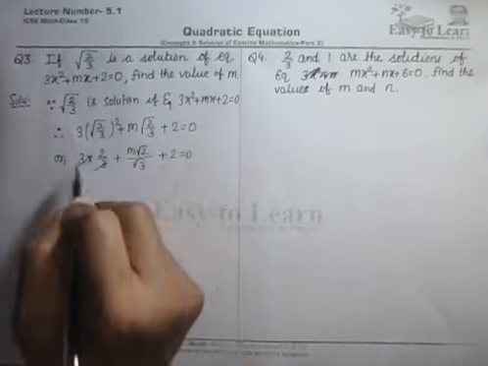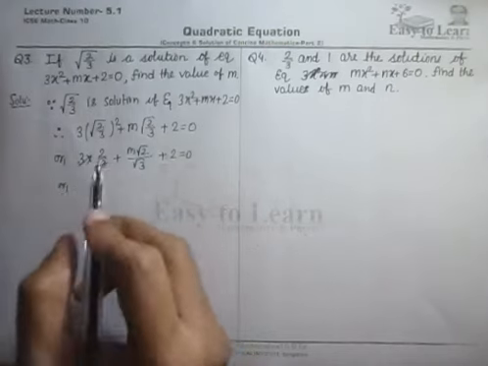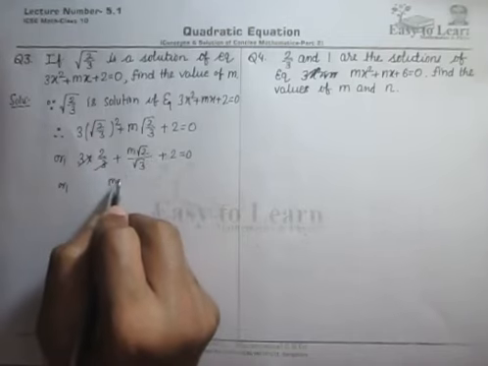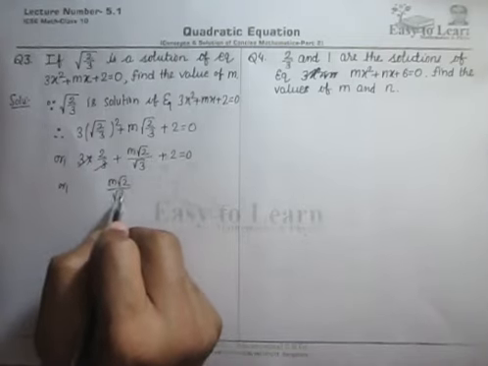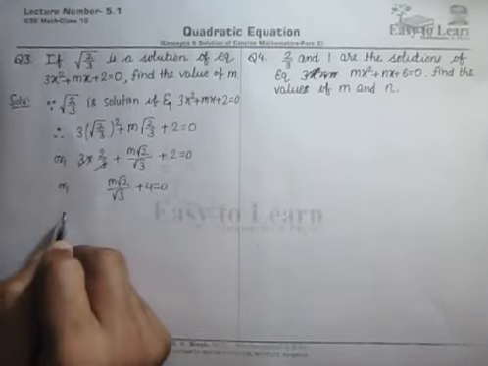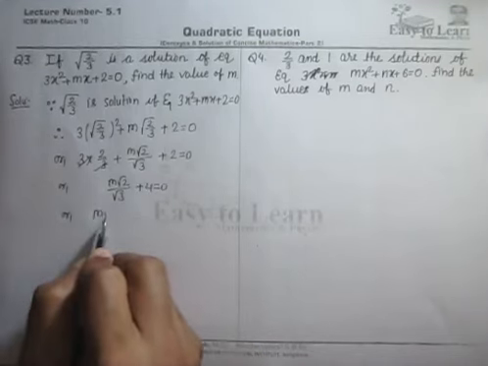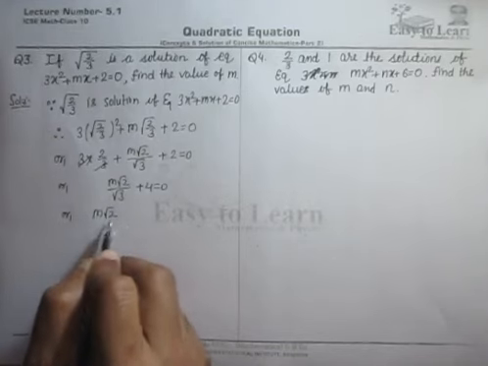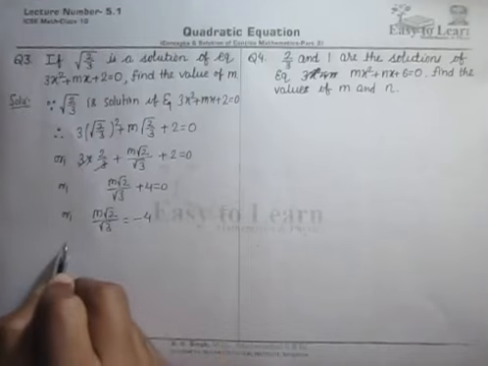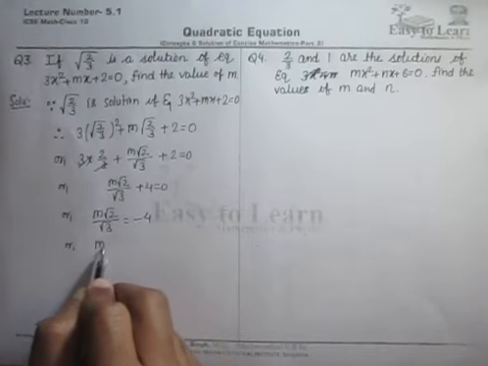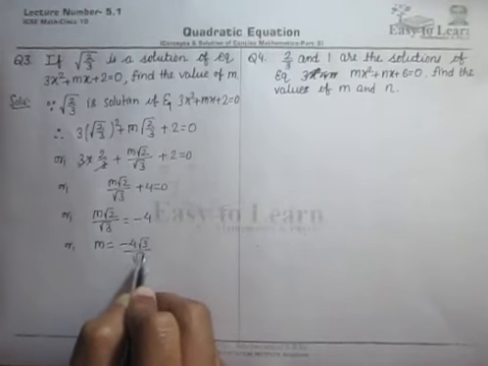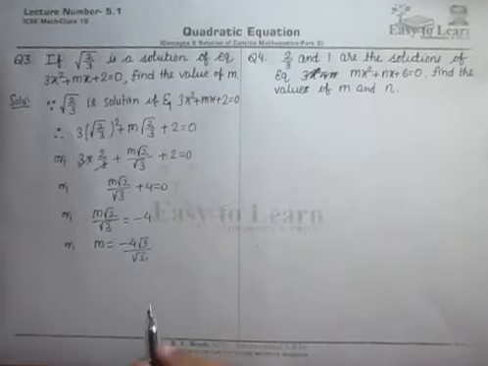Now 3 cancels, so 2 plus 2 will be 4, so m√2/√3 + 4 = 0, or m√2/√3 = −4, or m = −4√3/√2, shifting this one to this side.